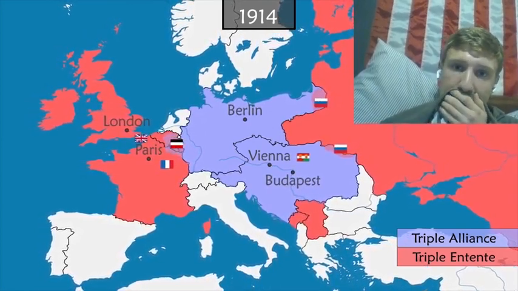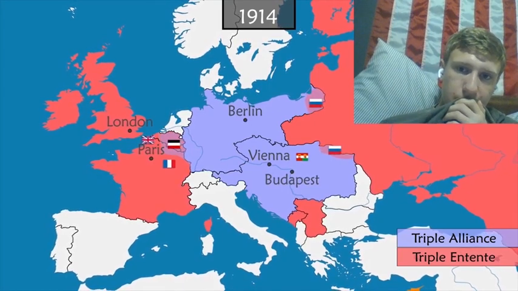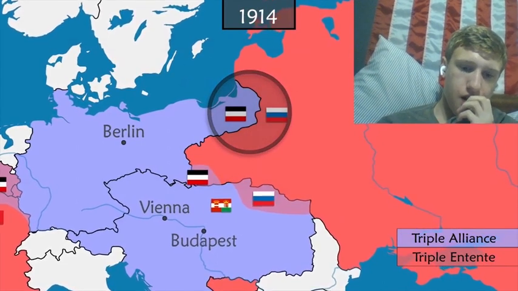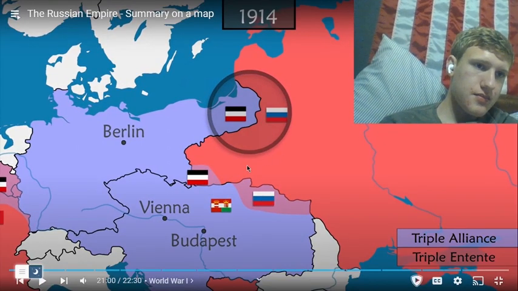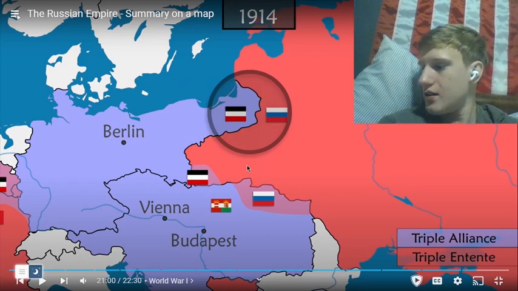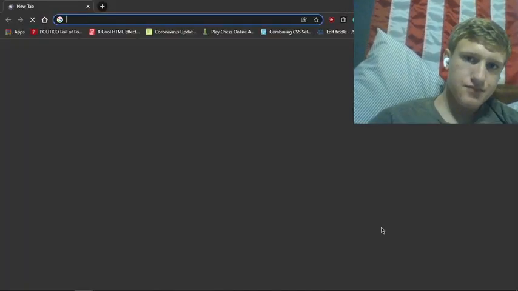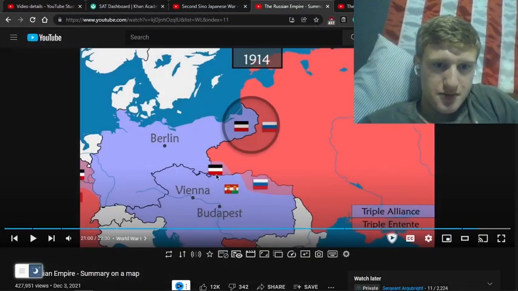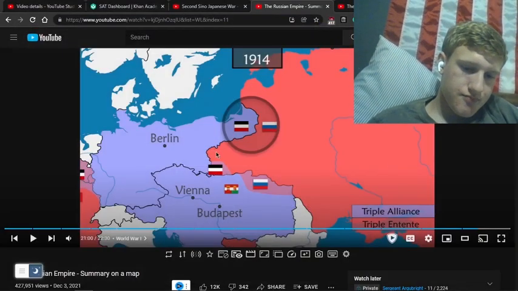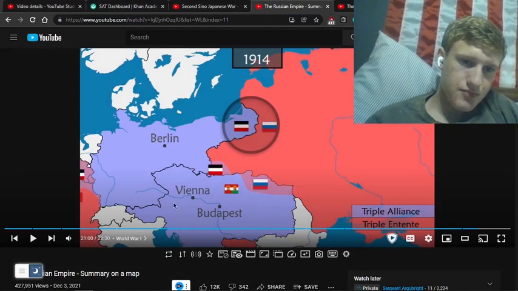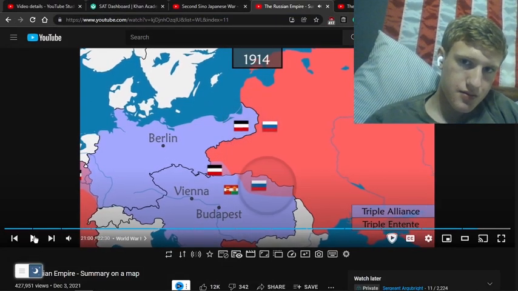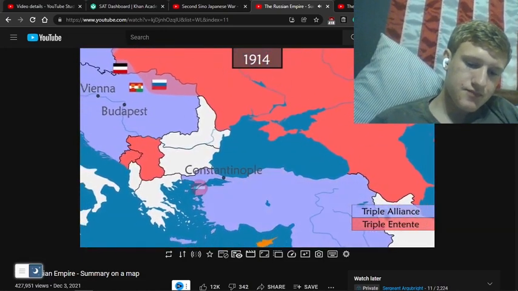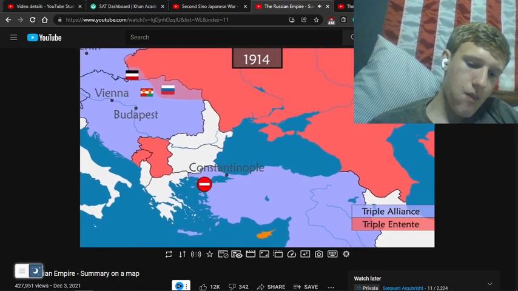In London, the members of the Triple Entente agree not to sign a separate peace. The Russian armies are pushed back from East Prussia, at the Battle of Tannenberg, I think. Hold on. But they managed to move into Galicia. The Ottoman Empire joins the Triple Alliance and closes the straits, isolating Russia completely.